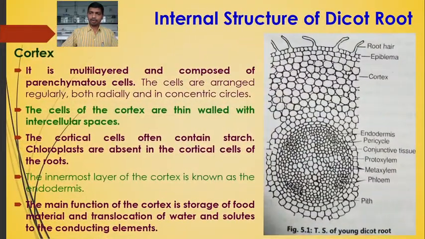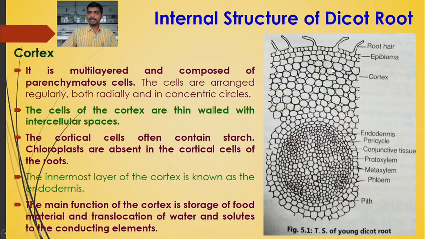Next to this is the cortex. After epiblema, which is single layered and outermost, the next layer is the cortex. Here we can see the cortex, which has many layers. So the cortex is multi-layered and composed of parenchymatous cells. These are simple tissue which mainly function for storage. It forms the ground tissue. The cells are arranged regularly both radially and in concentric circles. The cells of the cortex are thin-walled with intercellular spaces.